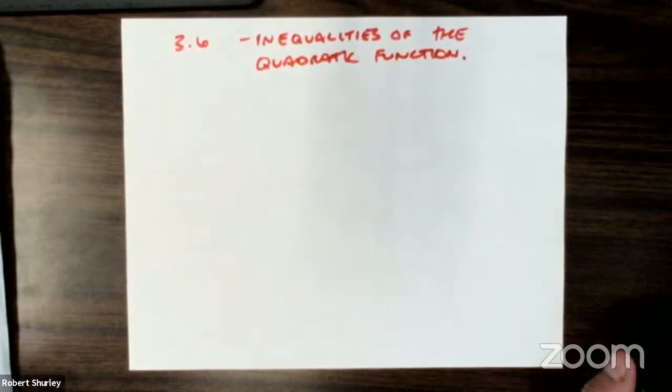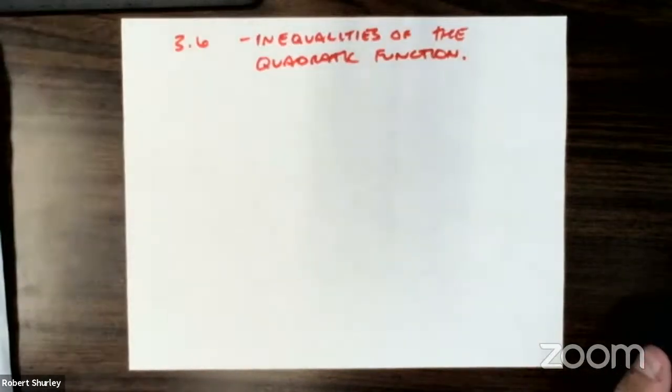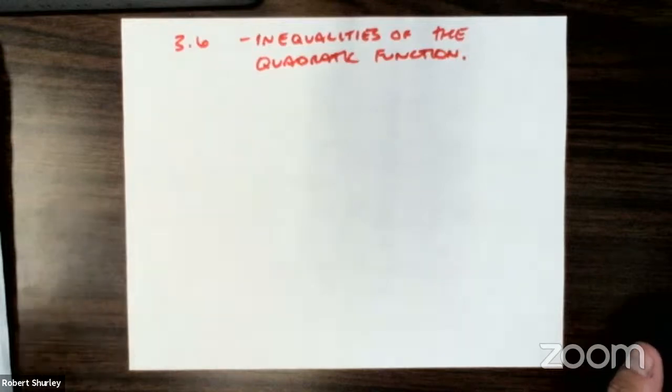So, like x squared plus 2x plus 5 is less than 0 or greater than 0 or less than or equal to 0 or something of that nature. And then you're going to have to solve it out. Now, I want to show you something.